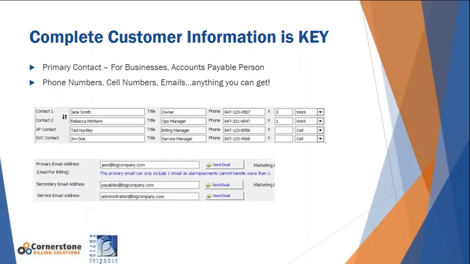On the email side, we have 3 email slots, and we have some specifics here. You can see secondary email address, and then the last one is service email address. So very valuable when you're trying to collect your money.